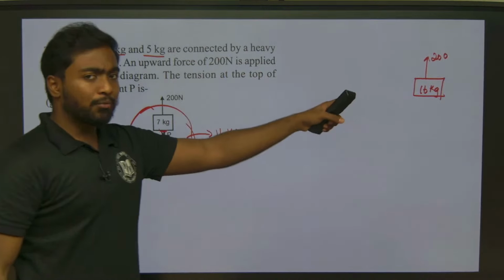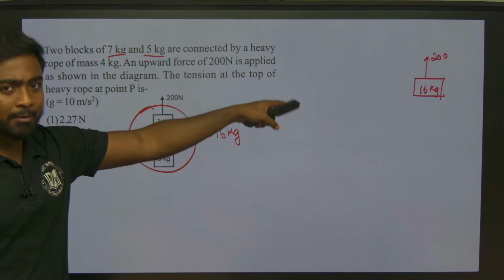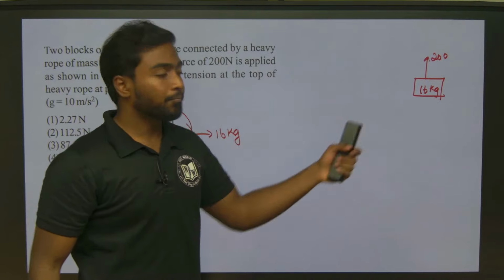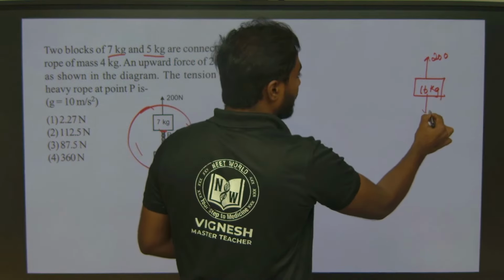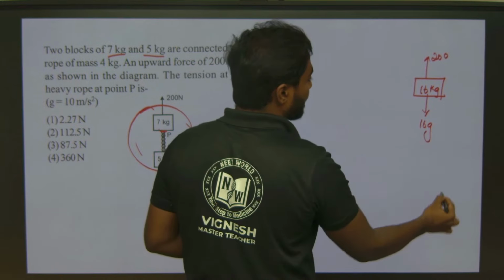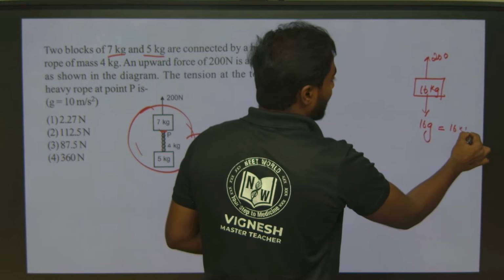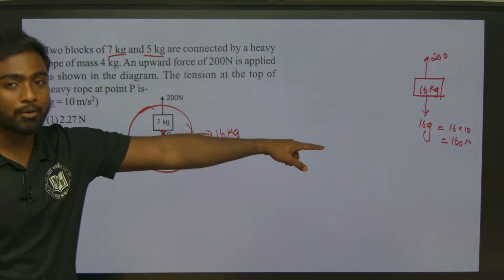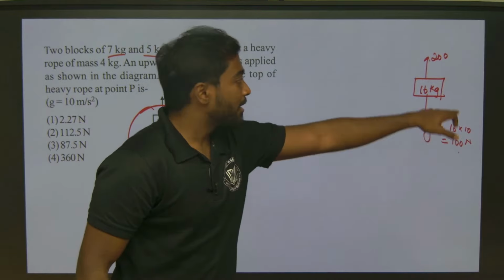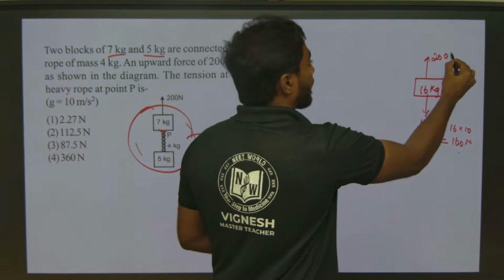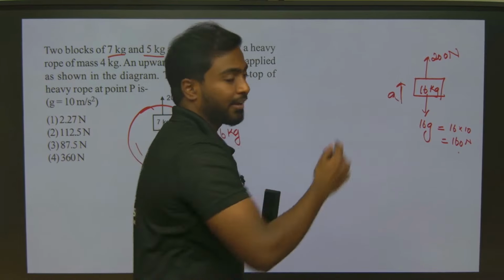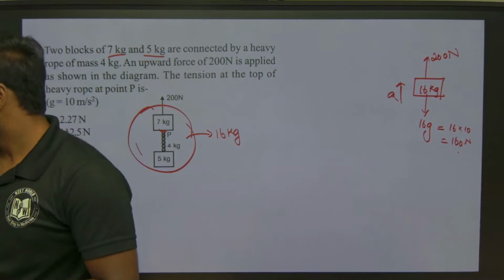Will I be able to lift that by applying 200 Newton? Let me check first, because I need to find the weight. The weight will be 16g, which is 16 into 10, 160 Newton. Obviously I can lift it. The weight is only 160 Newton, but I am applying 200 Newton here, so obviously the block will go up. This is the direction of acceleration.